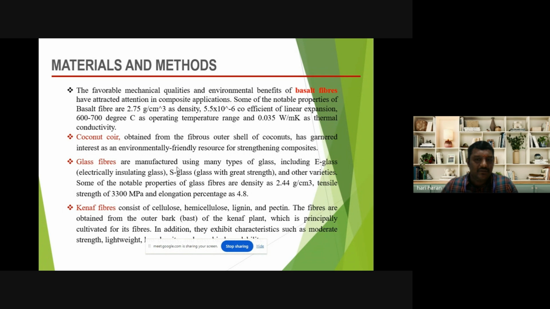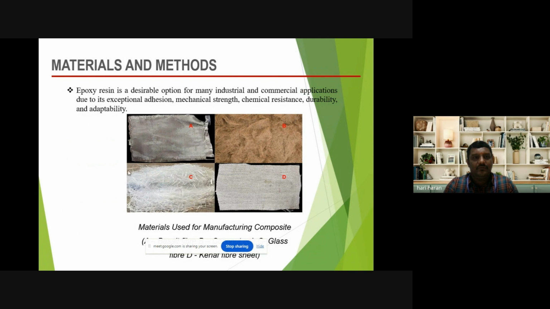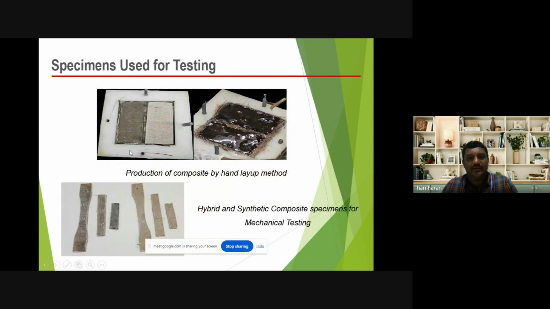I can show you how the different materials are available here. And these are all the materials I took for the analysis. Here you can see the 4 different types of fibers: basalt fiber, coconut coir, canap, and the glass fibers are readily available. And for the manufacturing of composite, I have preferred the hand layup method. And these are all the specimens which were taken out from the hand layup method. Like tensile specimen is available, impact specimen is available.